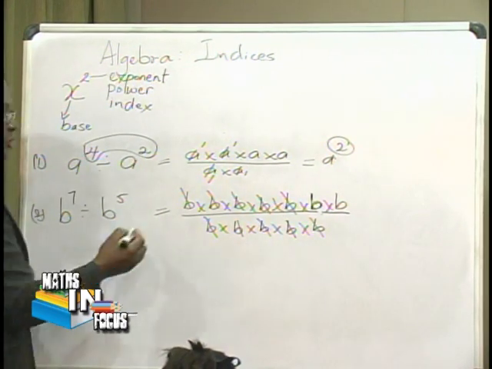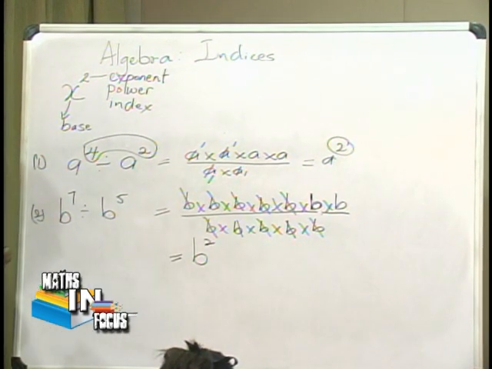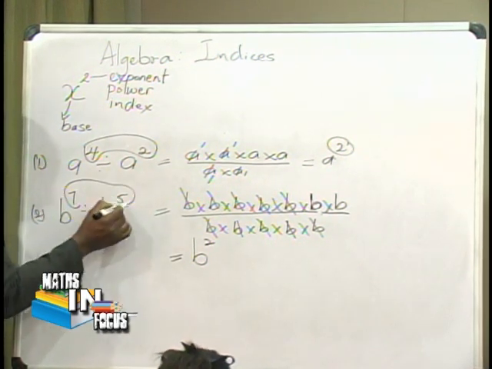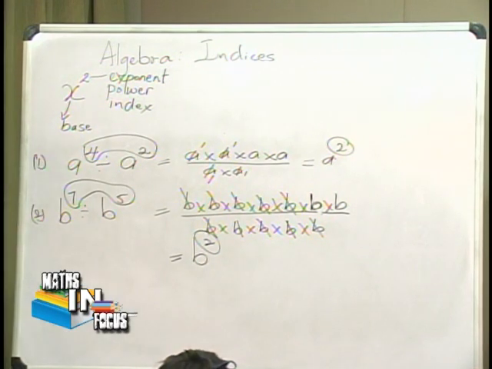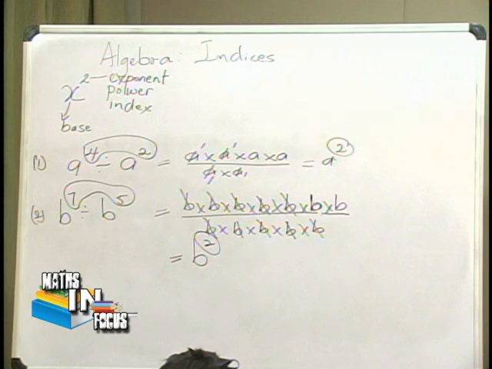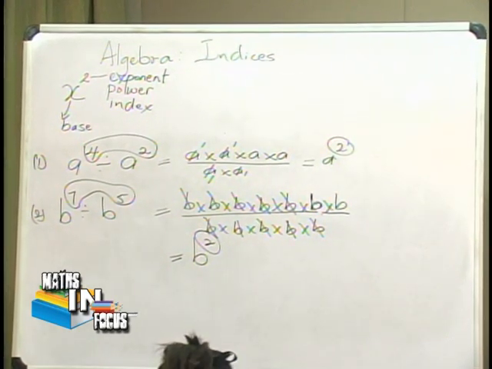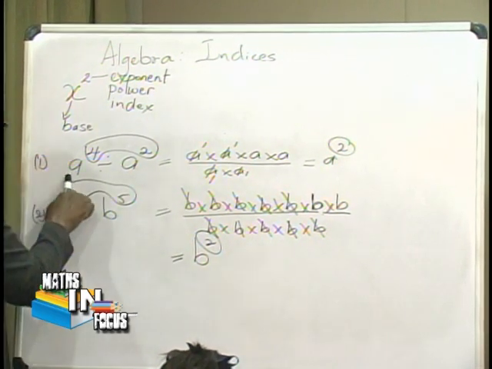Good. So you ended up with b by b, which gave us b squared. And when we compare 7 and 5 to 2, what could we have done instead? Subtract. And why could we have subtracted? What condition is present for us to subtract? Division. But there's something else. The bases are the same. That's the key. The bases are the same.